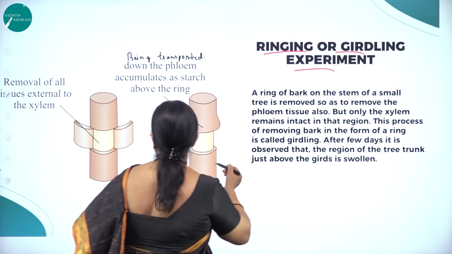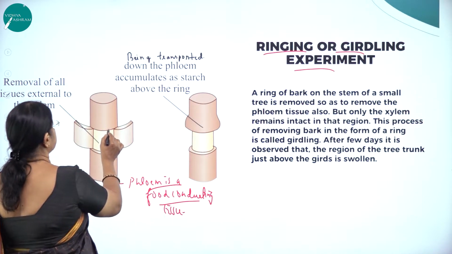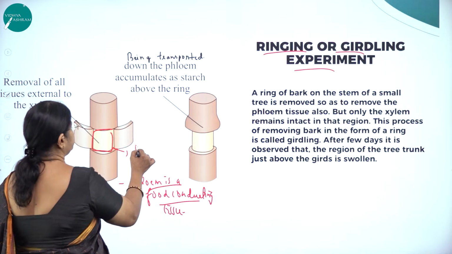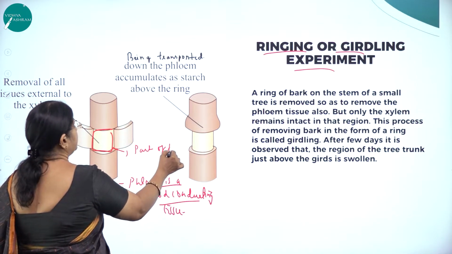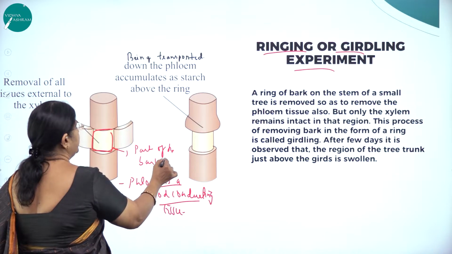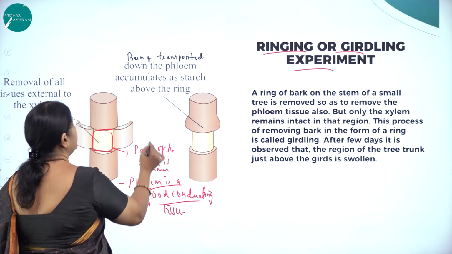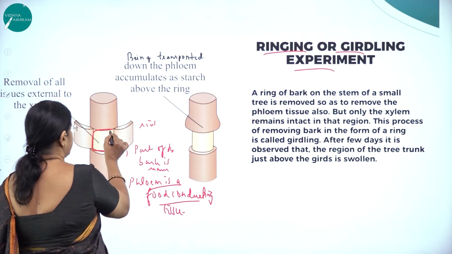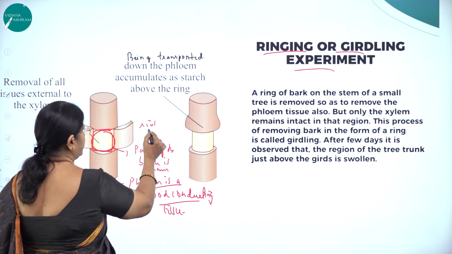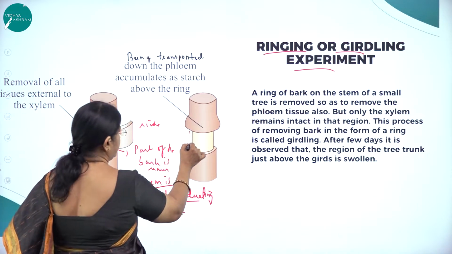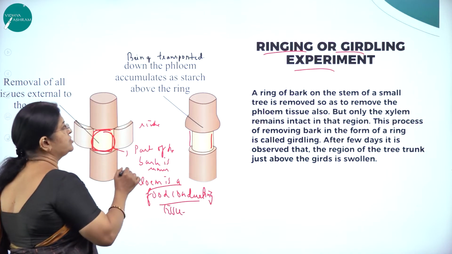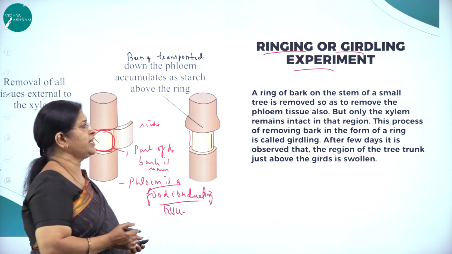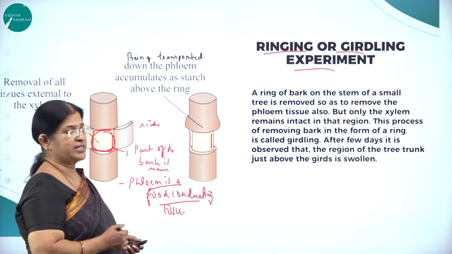Why is it called ringing? Because you can see this particular part of the bark. Part of the bark is removed, and it is in the ring form. So you can see the ring form like so. So this is called as a ring. Hence the name ringing or girdling experiment. So what is this experiment all about?